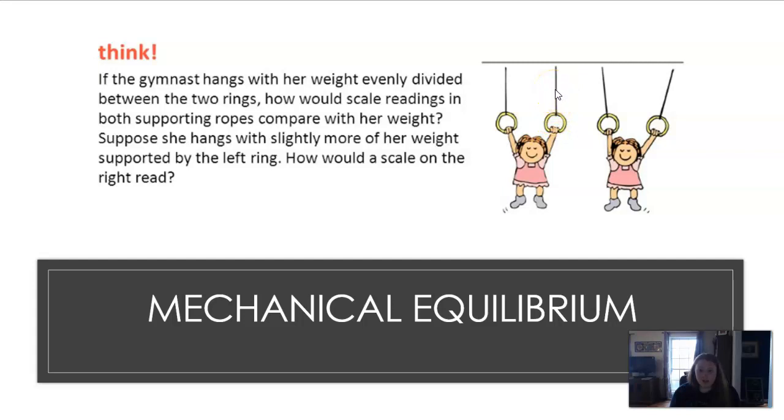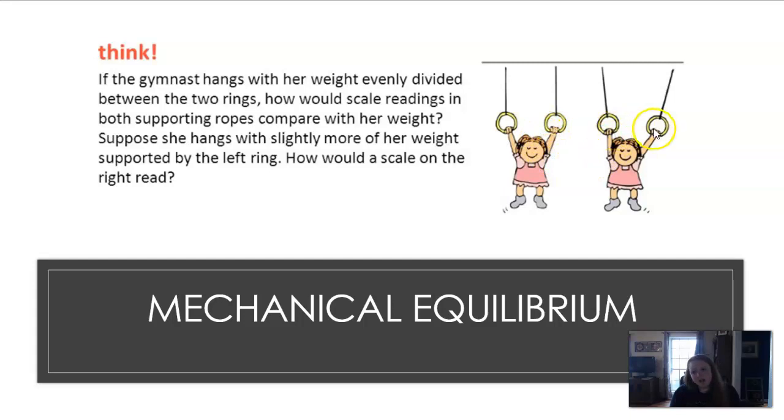Now we know that all of the forces have to balance. So it seems reasonable to say that this upward tension is going to be the same as that upward tension because they're pointed the same way. So each rope here is going to have half her weight.